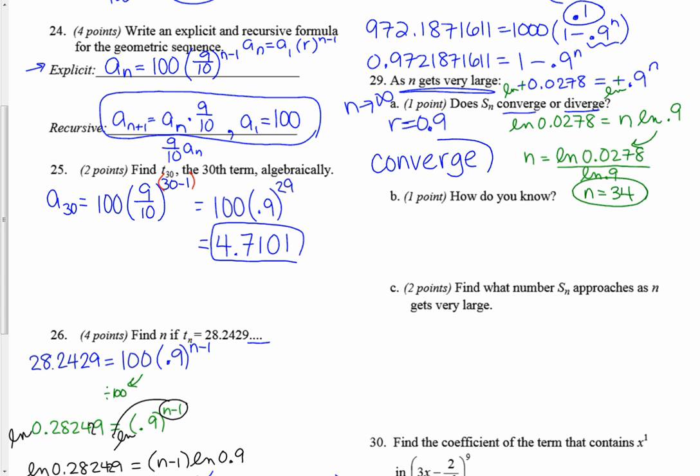It will have a finite sum. How do we know? We know because it's geometric, where the absolute value of r is less than 1. Part C says, find what number s sub n approaches as n gets very large.